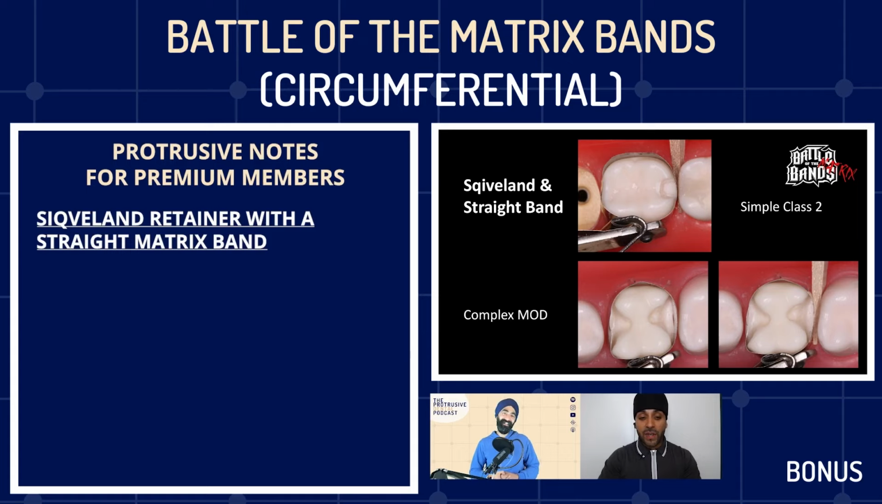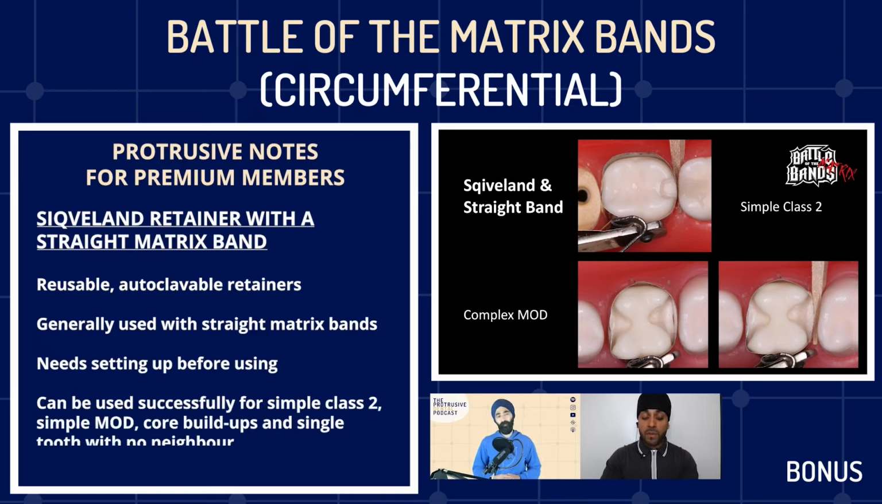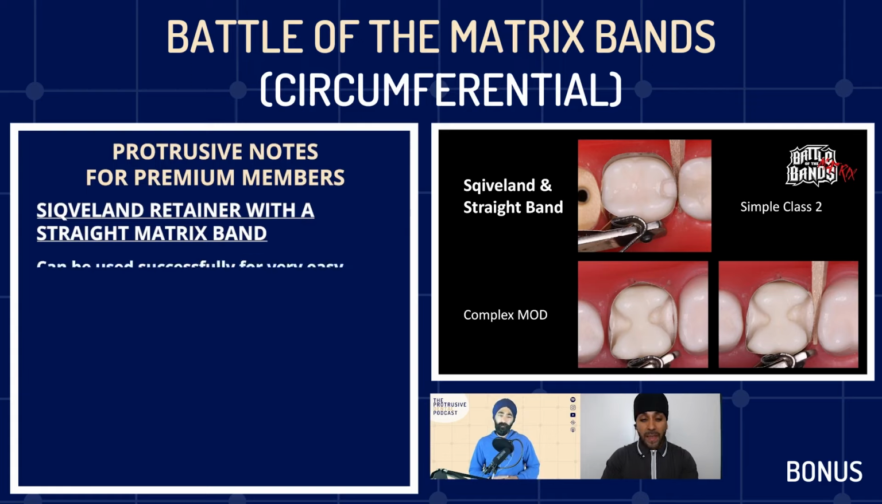So, a primer. Siqvelands are reusable, autoclavable retainers, and they're used generally with straight matrix bands. It does need setting up each time before use. It is widely taught with the use of wedges, and I found them able to restore simple class 2s, simple MODs, core buildups, and when you're treating a tooth surface with no neighbouring tooth, and I'd say very easy subgingival restorations it could probably do too, but we'll carry on.